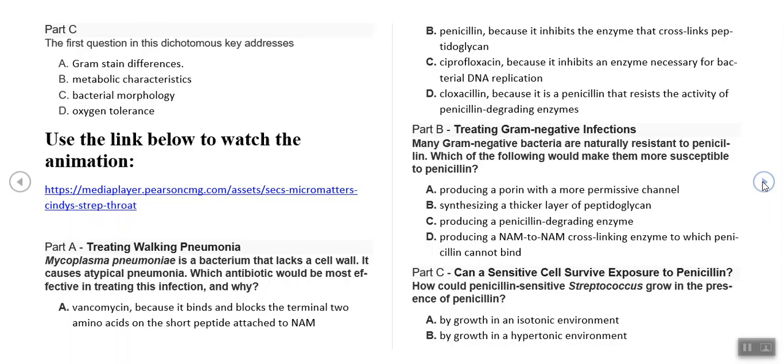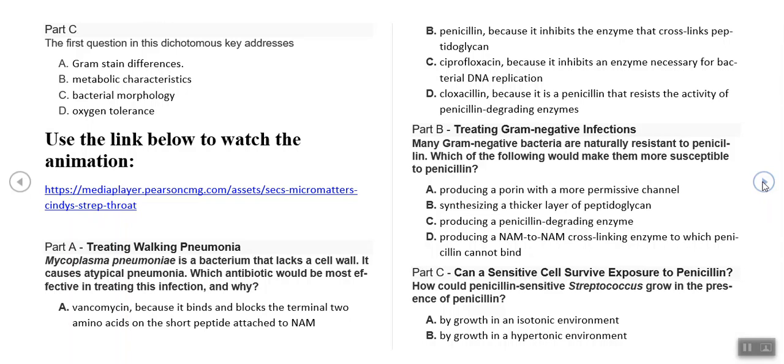Part C, how can a sensitive cell survive exposure to penicillin? So how could penicillin-sensitive Streptococcus grow in the presence of penicillin? Let's go back to what the job of the cell wall is. The job of the cell wall is to prevent osmotic lysis. So if the cell wall is no longer doing its job, then that cell is going to be vulnerable to osmotic lysis. If it's in a hypertonic environment, it will have the tendency to lose water out, shrivel up, and die.